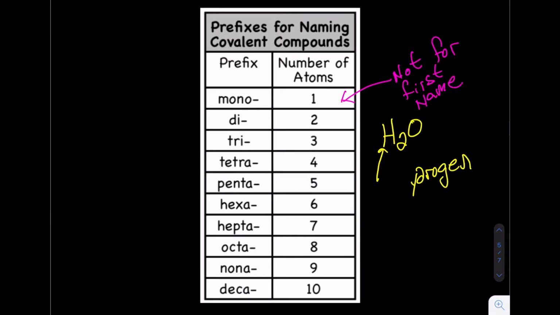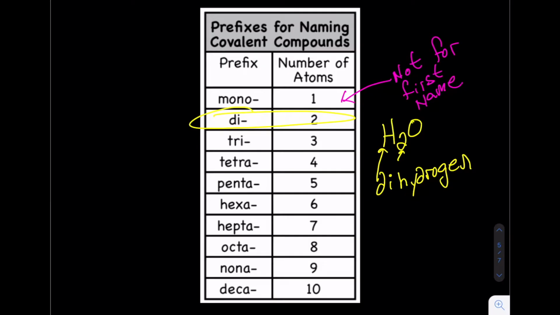Let me not make that a capital. Let's try that again. Hydrogen. How many hydrogens are there? The second thing there tells you there are two of them. If there are two hydrogens, we're going to use di. So for H2O, it's dihydrogen.